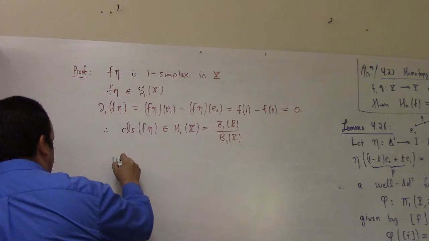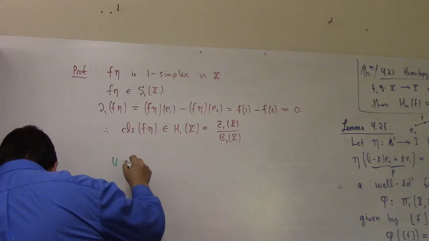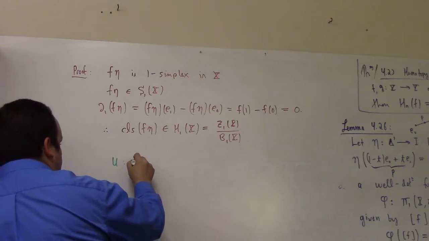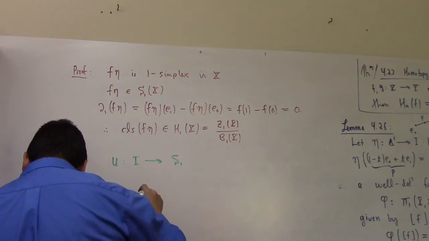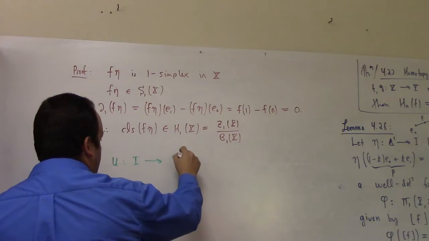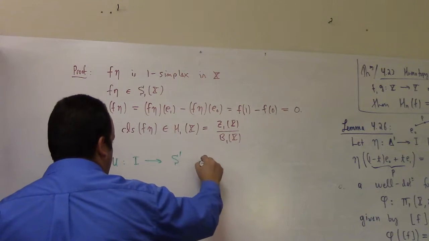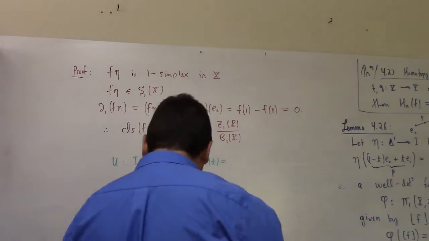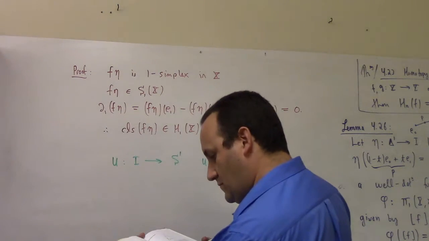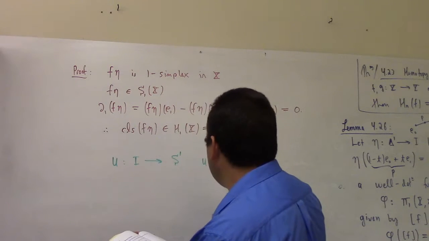U goes from what to what? U is from I to S1, so from the unit interval to the unit circle. And U of t is what? E to the 2 pi i t.